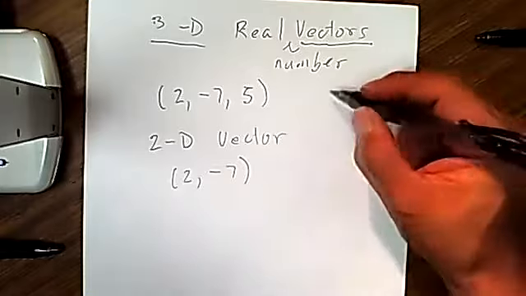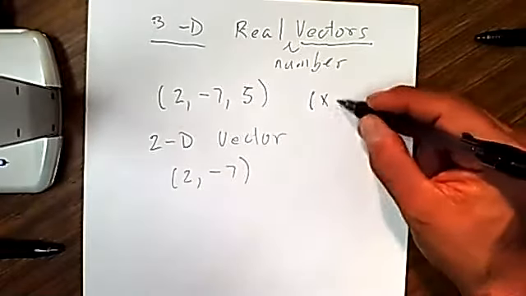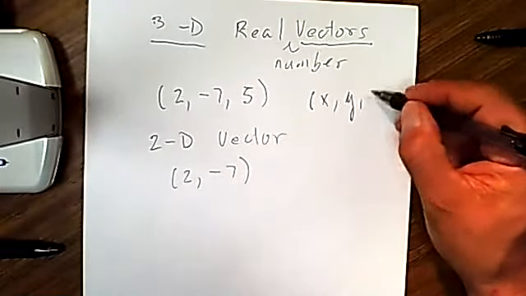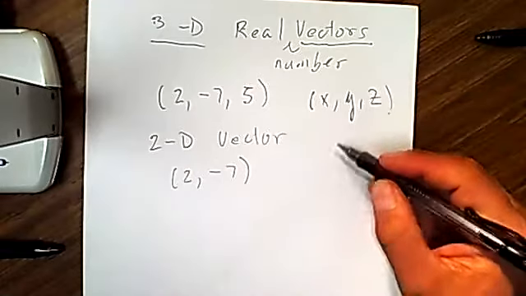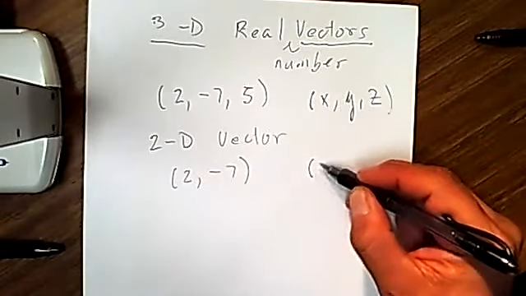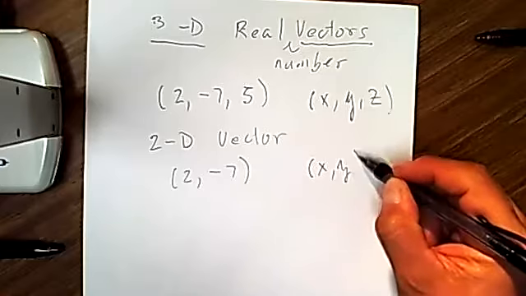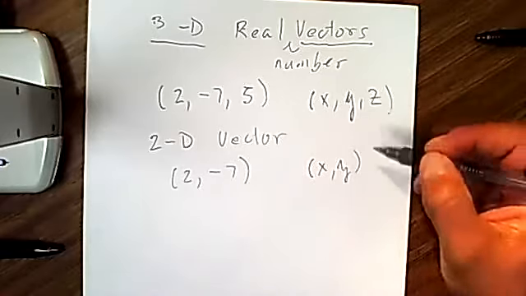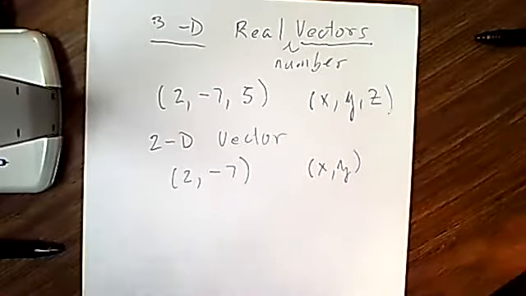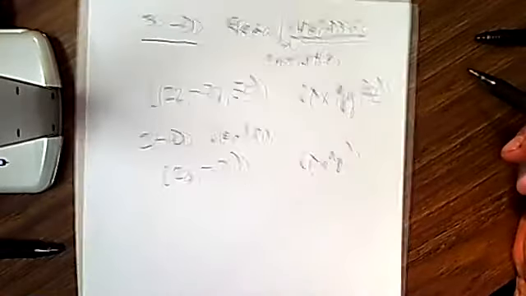The same thing happens when we use letters. You know, you have a generic X, Y, Z vector, which is three-dimensional, versus an X, Y vector, but those two are not in the same planet. They belong to different sets.